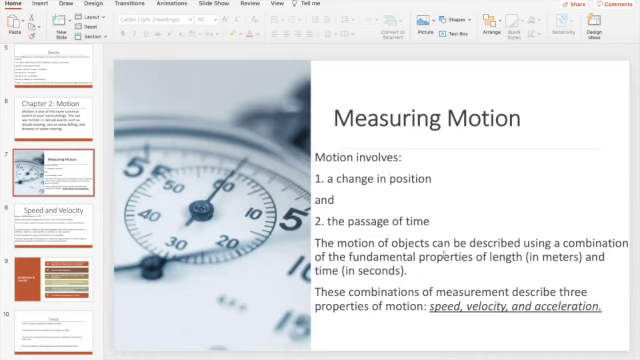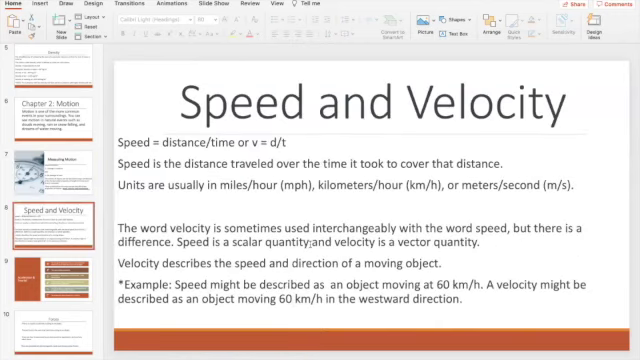We usually describe these two combinations of position and time with the properties of length, for which the SI unit is meters, and time, for which the SI unit is seconds. The three properties of motion that we'll be discussing are speed, velocity, and acceleration. Speed and velocity are used interchangeably, however they mean slightly different things.